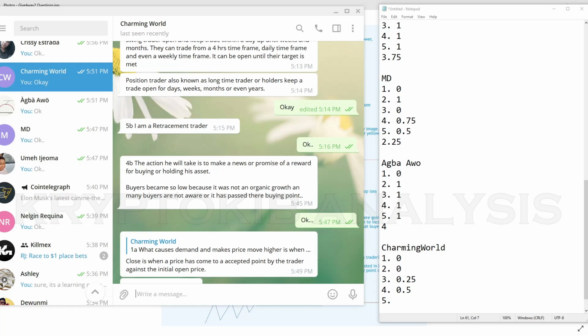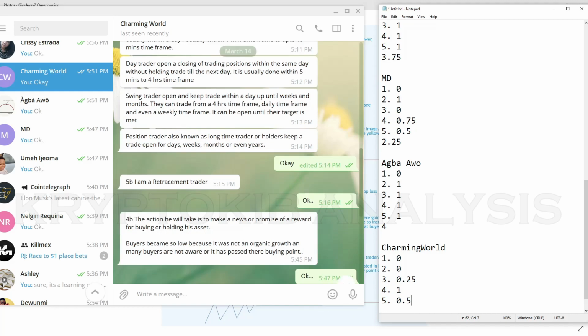Then the second one, buyers became so low because it was not an organic growth, and many buyers are not aware or it has passed their buying points. That's also correct. So this was 0.5 complete. So that 4, 1 point. Then 5B, retracement trader, that's a 0.5. Where is 5A?